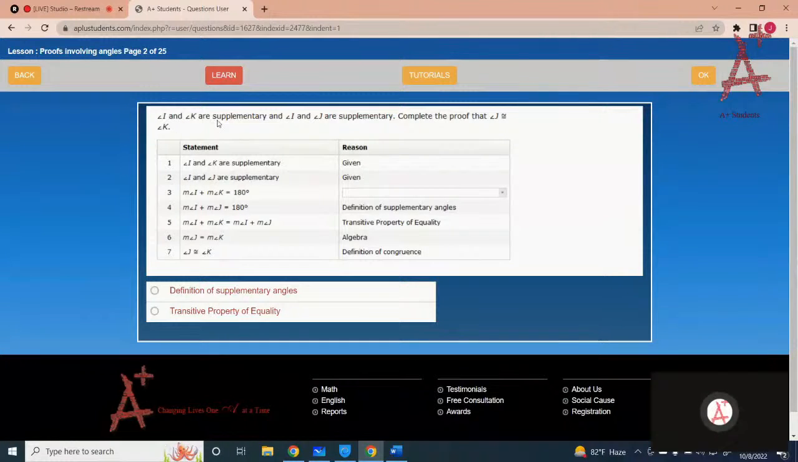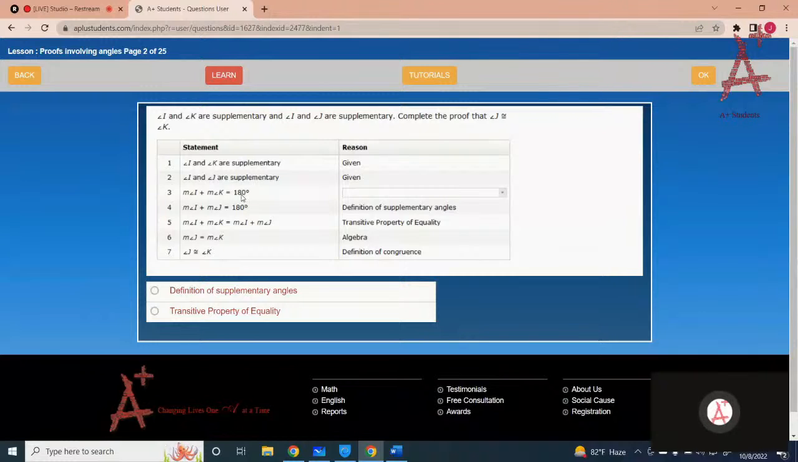Okay, angle I and angle K are supplementary, and angle I and angle J are supplementary. Complete the proof that angle J is congruent to angle K. So you are given that angle I and K are supplementary and I and J are supplementary. That means when you add them, angle I plus angle K is 180.